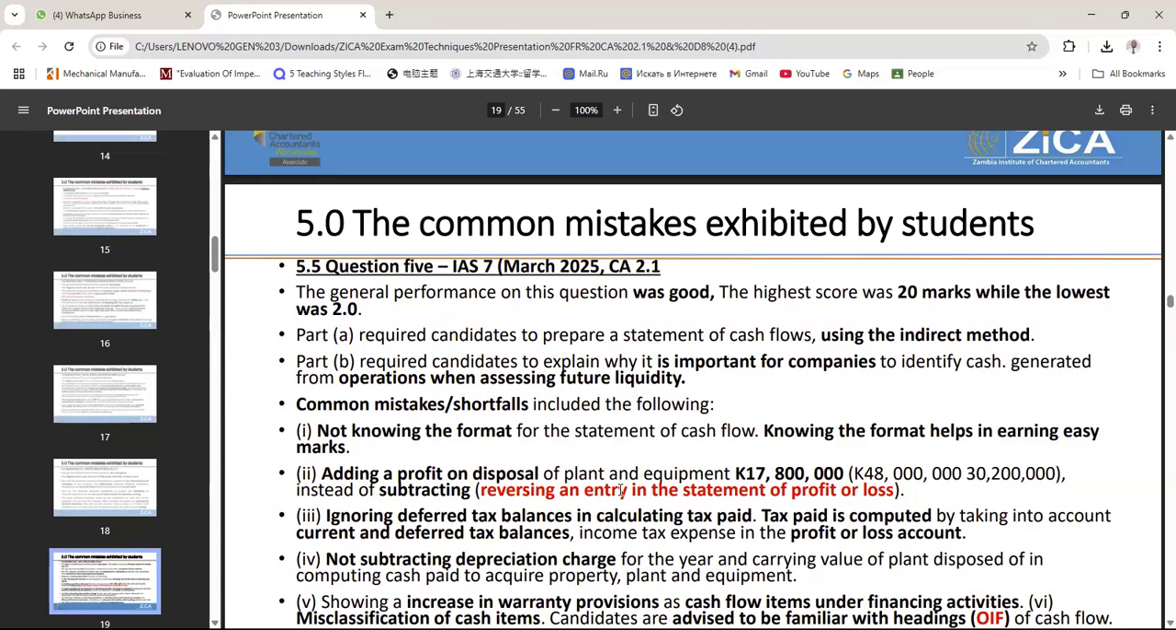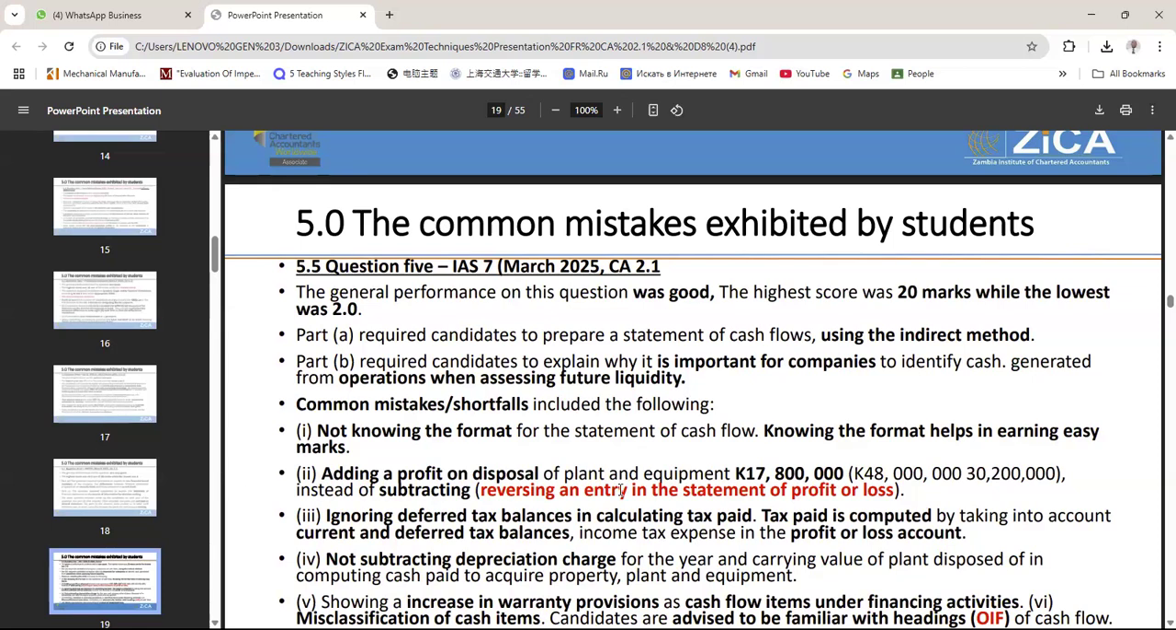I will relax here. If cash flow comes, during the year there will be a disposal. If there is a profit on disposal, how are we supposed to handle it? You subtract. If there is a loss on disposal, since a loss was taken as an expense, to reverse, you add. This is very, very important.